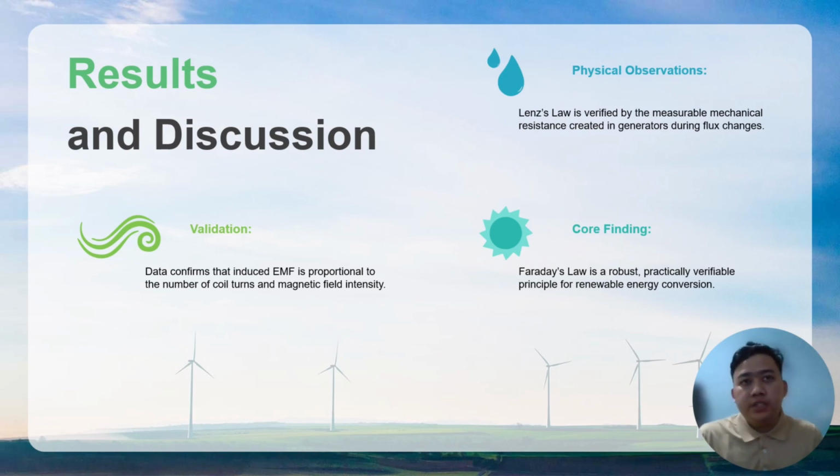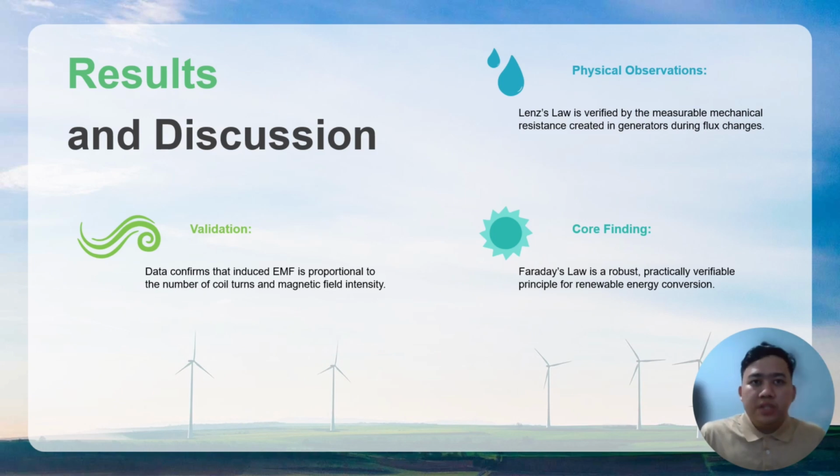For the validation, our study confirmed that the design we just discussed worked exactly as Faraday predicted. We found that the induced EMF is directly proportional to both the number of coil turns and the strength of the magnetic field. This validates the mathematical formula we've been using. Next, for the core finding, essentially, we have proven that Faraday's law isn't just a classroom theory. It is a robust and verifiable foundation for harvesting energy from natural resources.